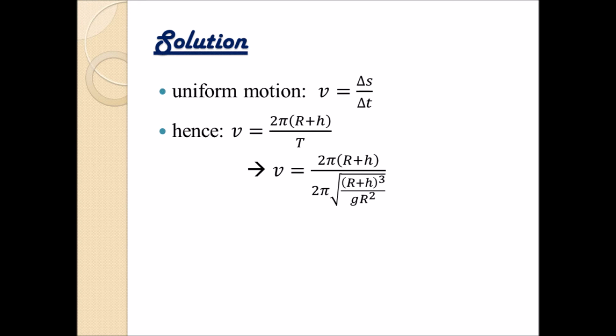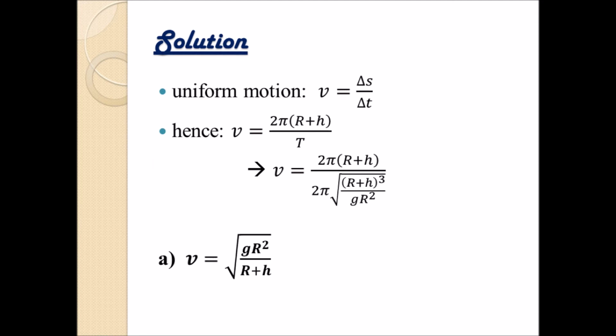Well, that looks still a bit chaotic, but come on, we can simplify it. We see already that 2 pi cancels out on the right hand side, and we can even go ahead, and what we get is that the velocity of the satellite is actually the square root of g r squared divided by r plus h.